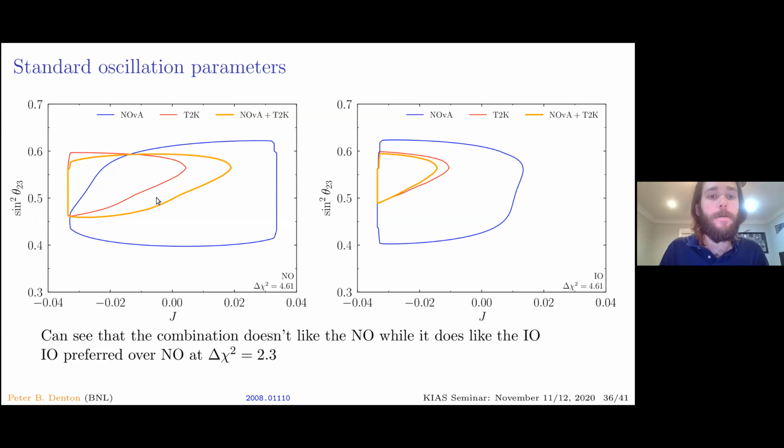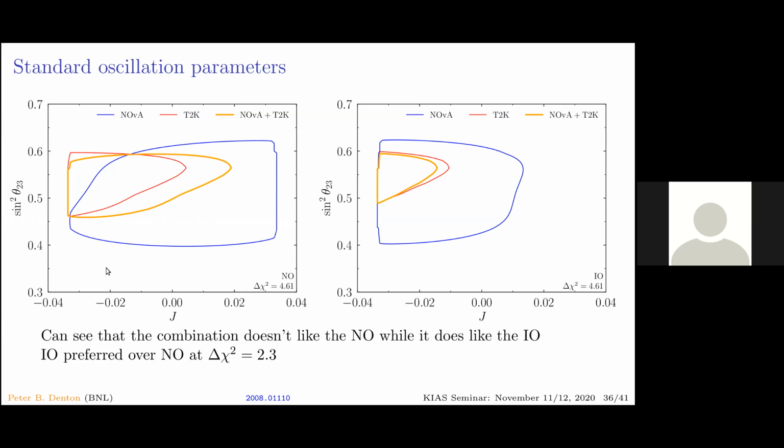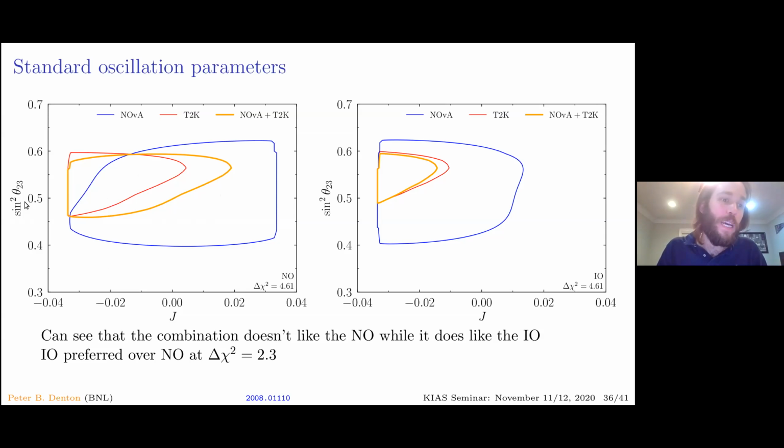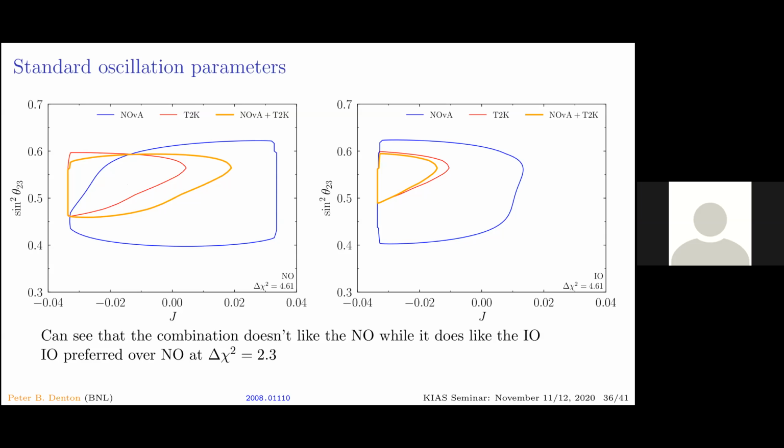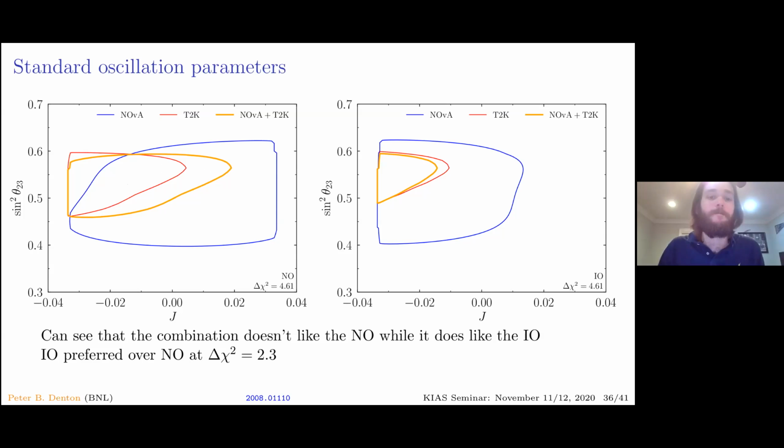The problem is that while they both prefer the normal ordering, they prefer different values of delta, so there's this tension in delta. Basically T2K wants to be down here pretty strongly on the lower side, around -0.03, and NOvA doesn't really prefer that. If they are down there, they want to be in the lower octant of theta 2-3, while T2K does not. So if you combine them, something has to give, and it doesn't work super well, which is why you end up in the middle of nowhere. Sorry, I maybe should have done the legend differently.